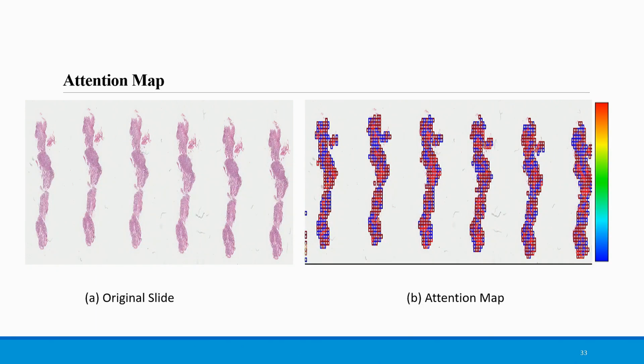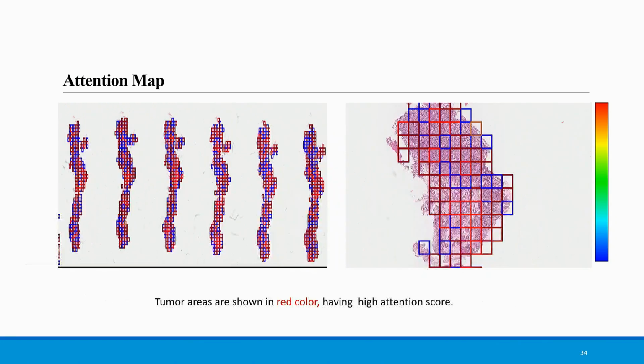Here is the attention map. This is our whole slide image, and the other one is the attention map. Here you can see most of the red part. On the very corner side you can see the color detail. As we go higher in the color details, for a high attention score, any image or data becomes more red.